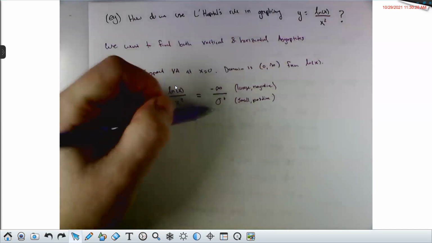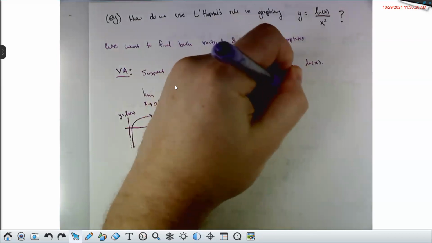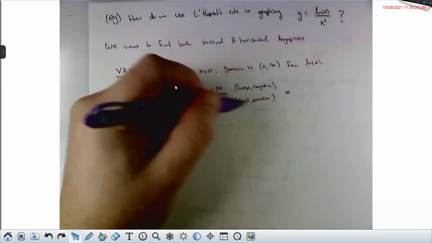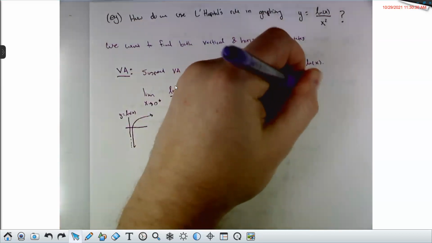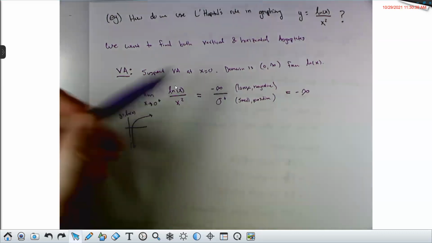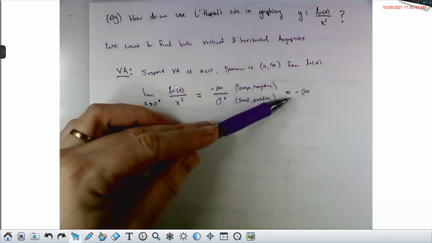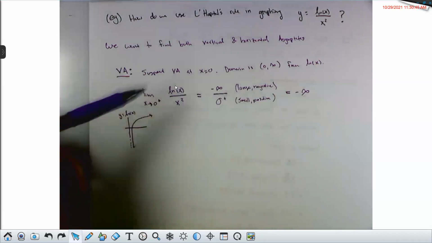This is actually not an indeterminate form, right? Infinity over infinity, 0 over 0, those are indeterminate. But if you take a very, very big negative number and you divide it by a very, very small positive number, you get a very, very big negative number. So my function does have a vertical asymptote at x equals 0. And what's it doing? It's diving down to negative infinity as x approaches 0 from the right.